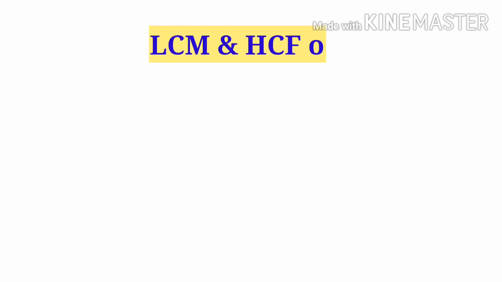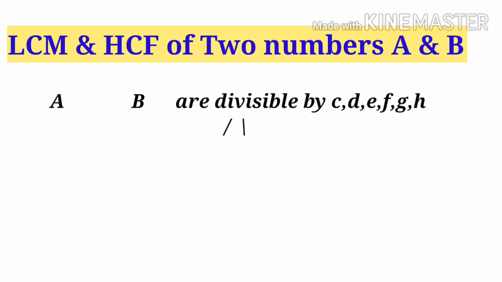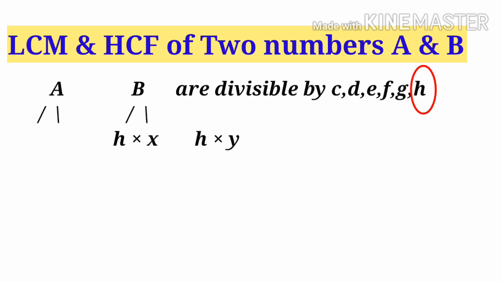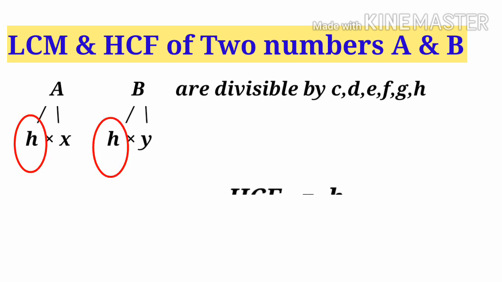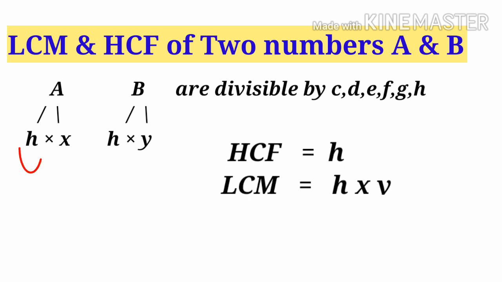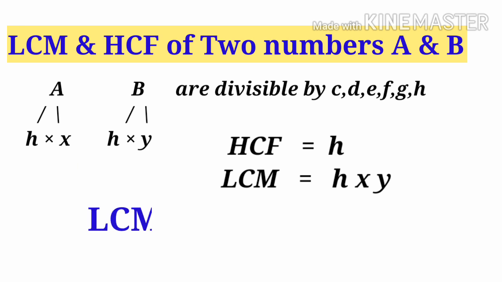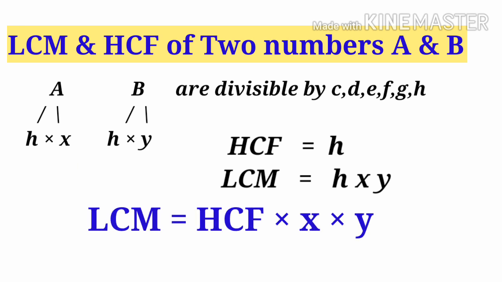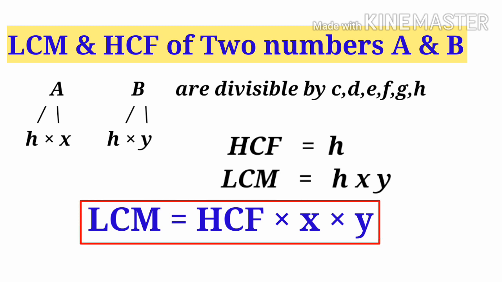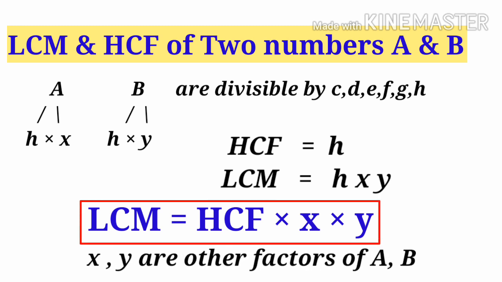Before going to do the problems 5 and 6, let us observe the concept between LCM and HCF of any two numbers A and B. Let A and B be divisible by C, D, E, F, G, H. Take the highest common factor H. Write A and B in multiples of H into X and H into Y. Now common factor H is highest common factor, HCF is H, and LCM is one common factor H and multiple of the other factors X and Y, that is LCM is HXY. So we can write LCM is equal to HCF into X into Y. This is the formula. Here X and Y are the other factors of A and B.